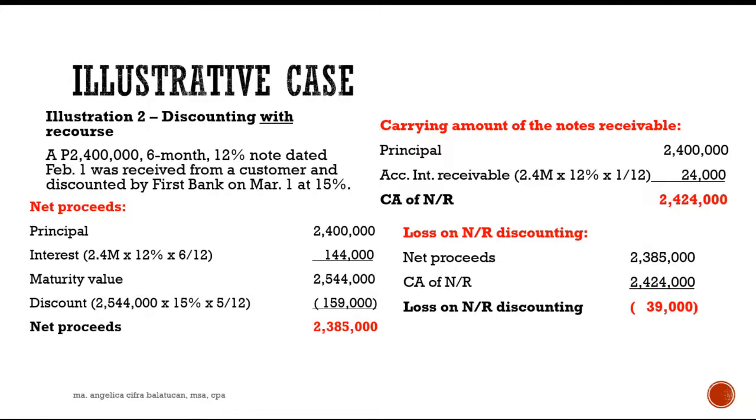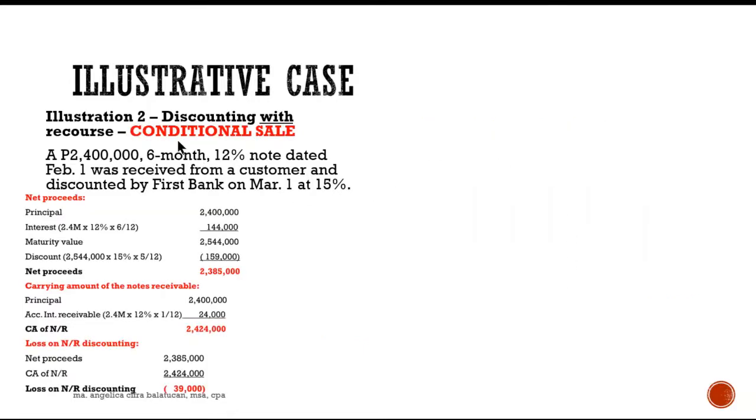the transaction would be accounted for either as a conditional sale or a secured borrowing. So continuing the illustration, first, if it is a conditional sale, I just copied here the computation for reference. So if it is a conditional sale, these would be the entries.